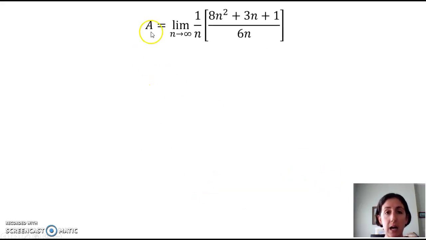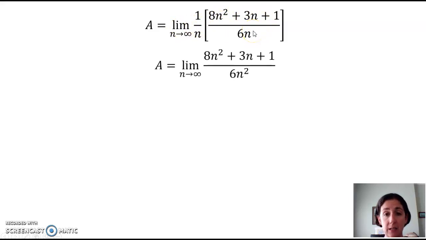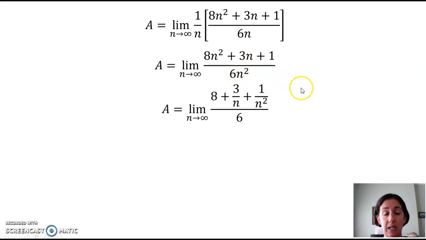So now the area under that curve is the limit as n approaches infinity of 1 over n times 8n squared plus 3n plus 1 all over 6n. Let's go ahead and distribute that 1 over n in. And this, again, is a limit at infinity. We have a little trick where we'll divide everything by the highest power of n from the denominator, which is n squared, and reduce. And now we're ready to take our limit.